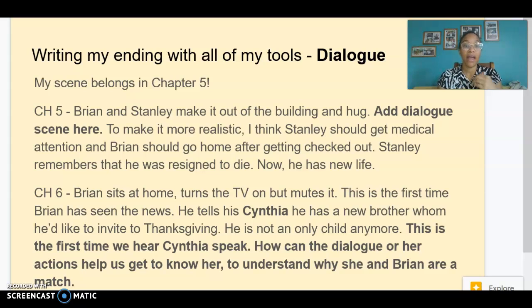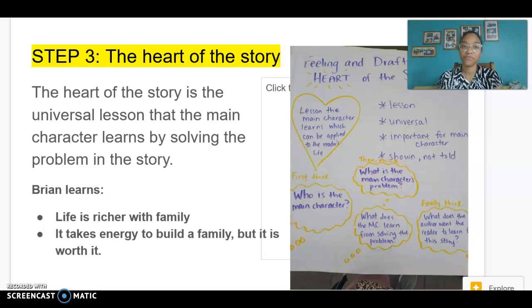So I want to see how her dialogue can help us get to know her and help us understand why she and Brian have been such a good match. The heart of the story. Remembering that in this story, what I want Brian to learn is the importance of family, okay? That family is really everything for him.